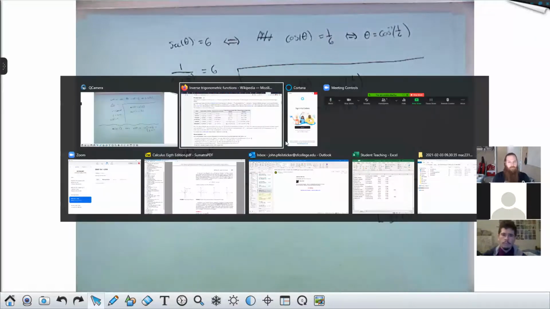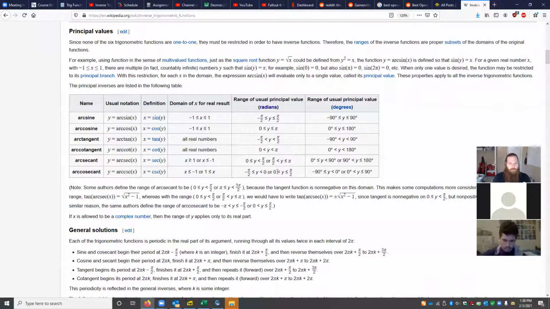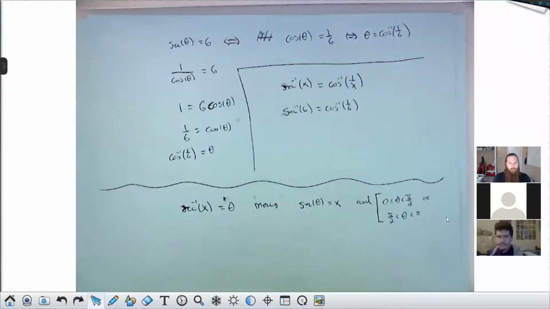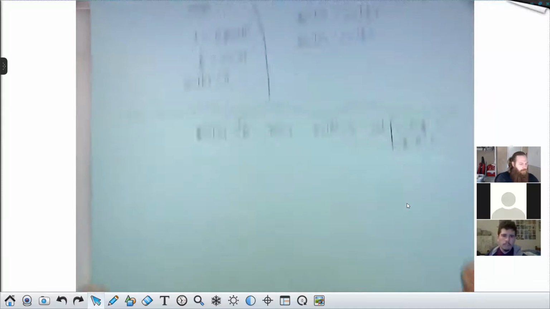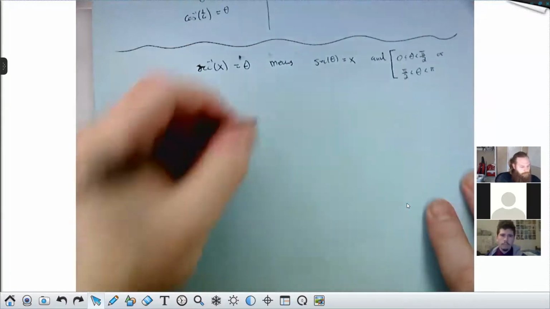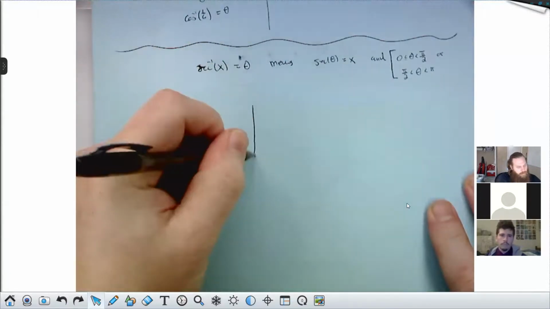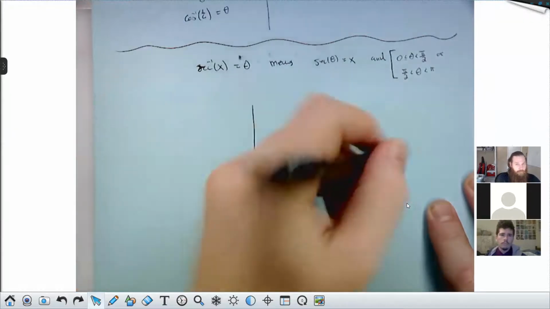I think this is the 0 is less than pi over 2. Yep, pi over 2 is less than pi. So the idea is, you remember where all this stuff comes from is that when we go to invert the trig functions, they're not one-to-one. So you've got to pick a specific part of it.